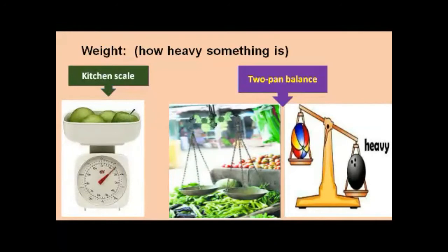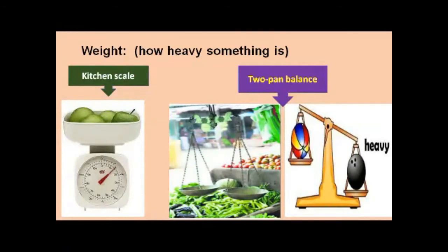First one is the kitchen scale. You can see here the kitchen scale. This scale is used to measure mostly kitchen products and to measure fruits. You can see here the apple. So the kitchen scale is used to measure vegetables and fruits and sometimes other kitchen products.